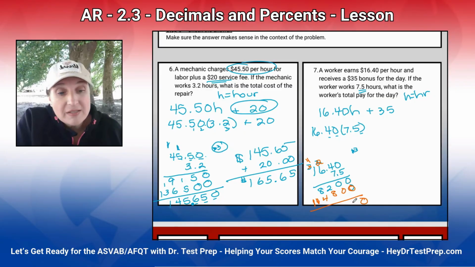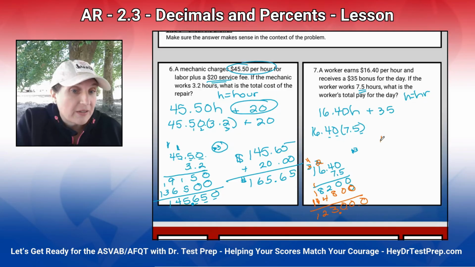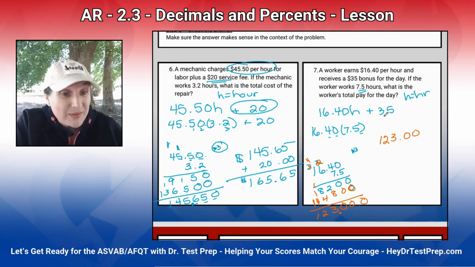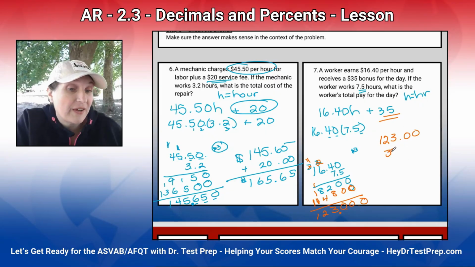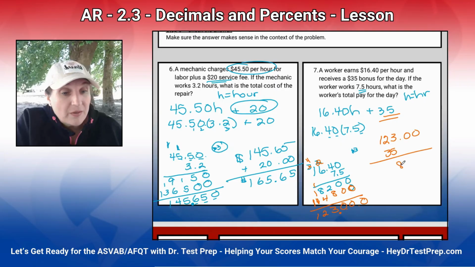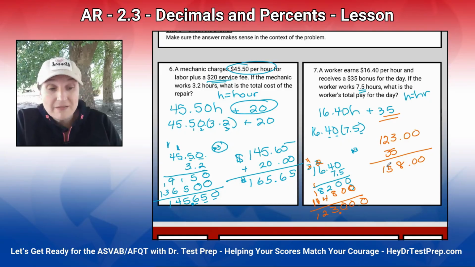0, 0. This becomes 10, carry the 1. This becomes 13, carry the 1. And then we've got 2, and then 1. And then remember our 3 decimals. 1, 2, 3, $123. But that's not our answer because we have to account for this extra $35. So the dollars come down, and then we add going down, $158.